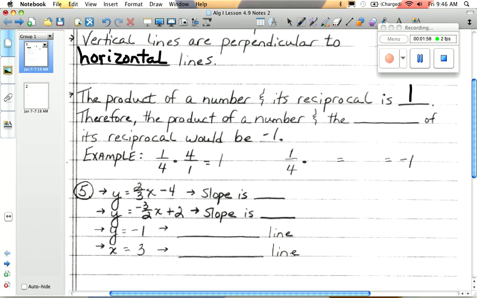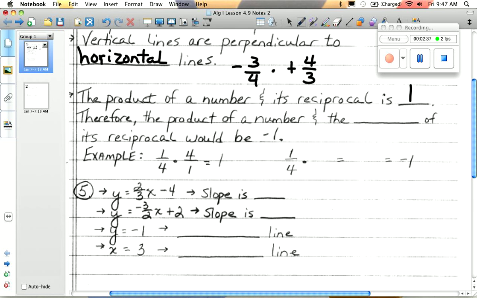So therefore, the product of the number and its reciprocal is 1, but we need -1 though. So how are we going to get -1? So let's think about -3/4 and -4/3. They're reciprocals. Because when you multiply them together, would we get 1? How could we make it so that if we multiplied them, we'd end up with -1? So both negatives? No, just one of them.